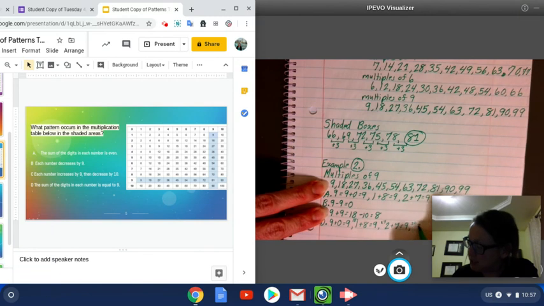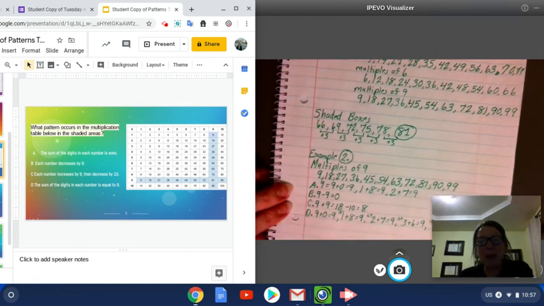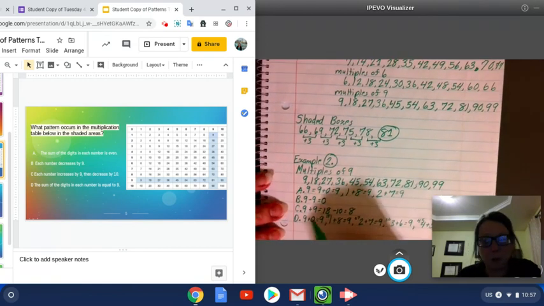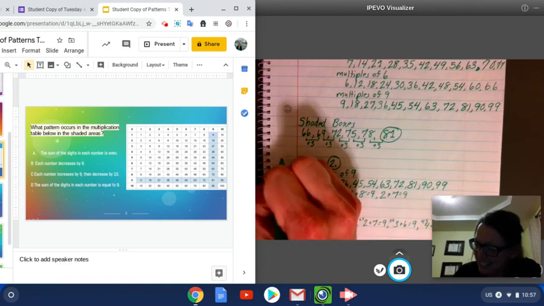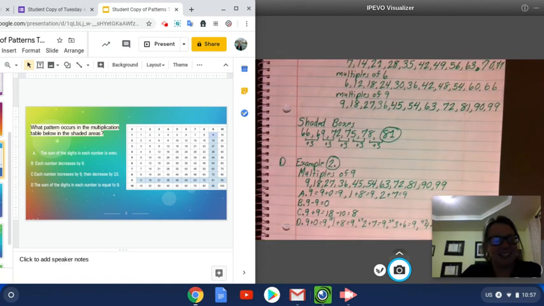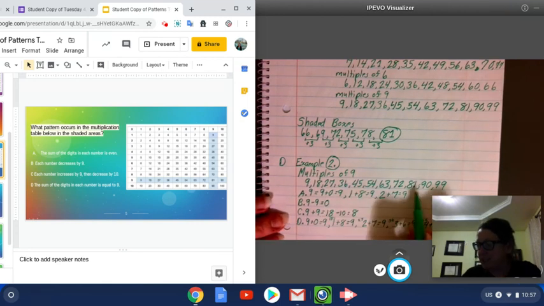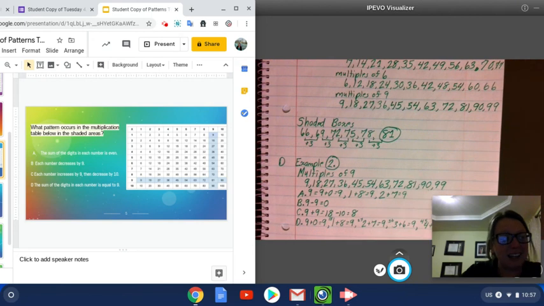Let's look at 36. The sum of its digits is 3 plus 6. That equals 9. 45. The sum of its digits would be 4 plus 5. That equals 9. And I bet you if we keep going, it would be the same pattern. So our answer choice would be D. The sum of the digits in each number is equal to 9 because when we add up each of these, they equal 9.